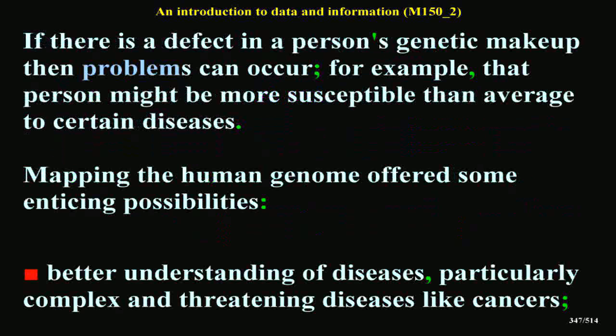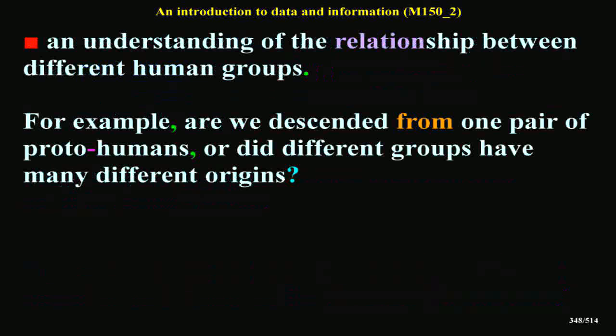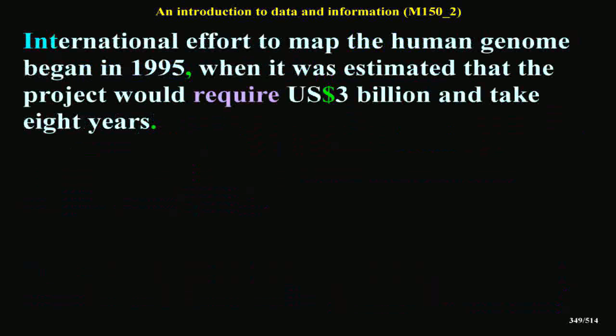Mapping the human genome offered some enticing possibilities. Better understanding of diseases, particularly complex and threatening diseases like cancers, and understanding of the relationship between different human groups. For example, are we descended from one pair of proto-humans, or did different groups have many different origins?